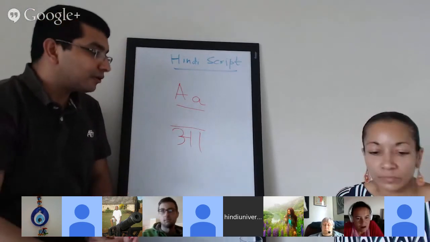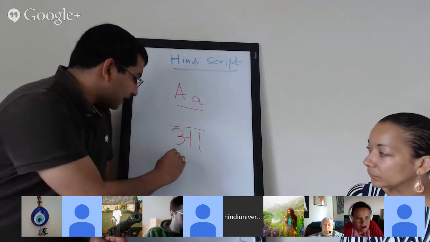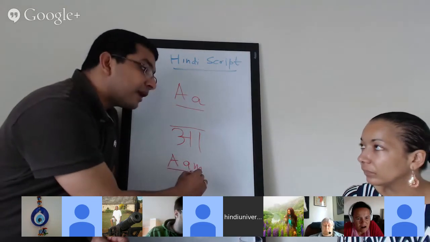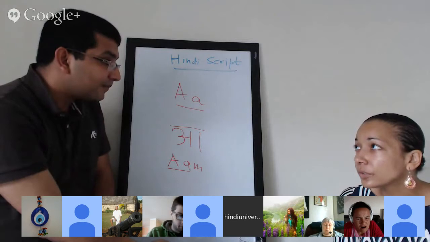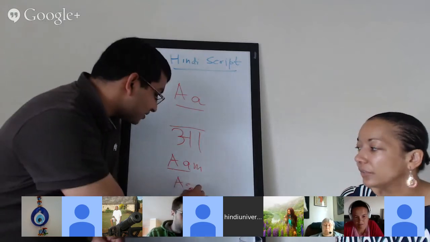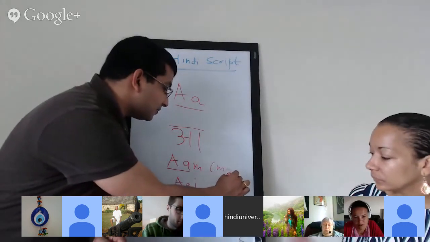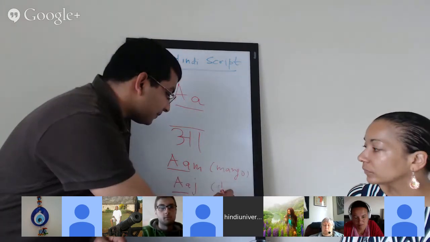That's another very important vowel, right? Some of the examples you can think of are arm. Right, arm is mango. Yep, there's a sound in it. Aj, aj. Yeah, very good. Aj is today. Again, these are Hindi words, but it's good that you will learn vocabulary as well.